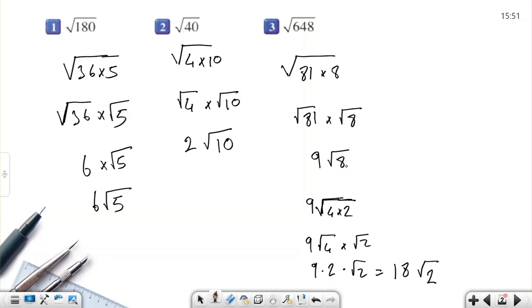Even 18 squared is a very large number, even hard for me. So if you get 8, if you find a perfect square factor like 4 times 2, you can separate it again by using the same idea from here to there.